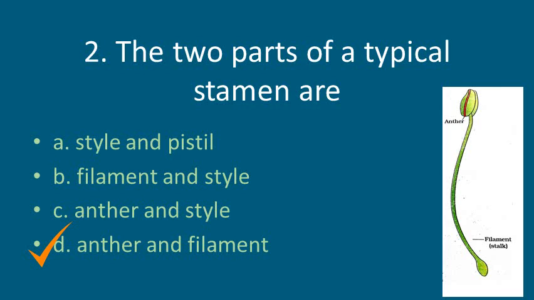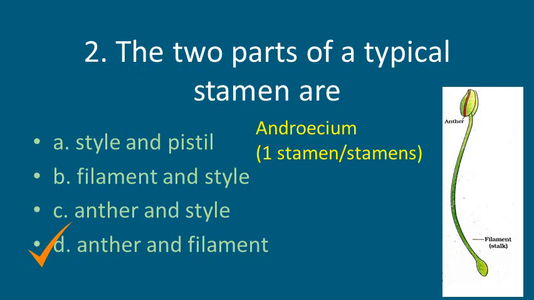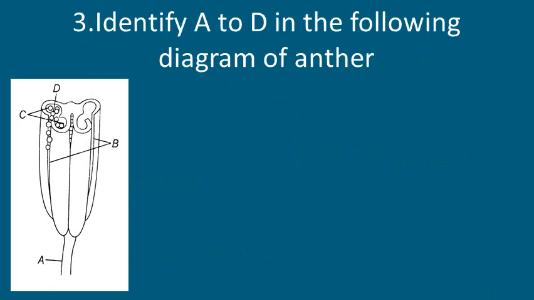And one more thing: the androecium is the male reproductive organ, which is made up of one stamen or more than one stamen. So the stamen is the unit of the male reproductive organ called the androecium.